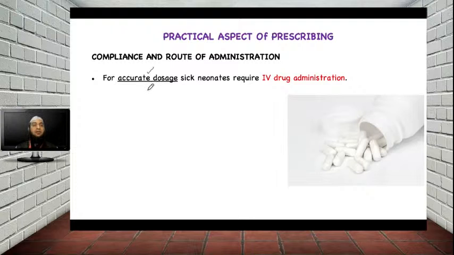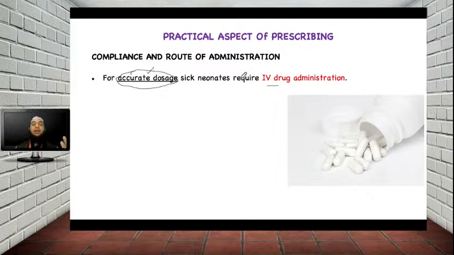In such a case, neither an oral dose nor an intramuscular dose works. So what is the practical solution? If you want the exact, accurate dose in the child, and the drug has a narrow therapeutic index, then in such sick neonates you can give the drug through the IV route. IV drug administration helps you provide accurate dosage to sick neonates. So as far as routes of administration are considered, accurate dosing is possible only through the IV route. But there are many alternatives that may be considered if cannulation is not possible in the child.